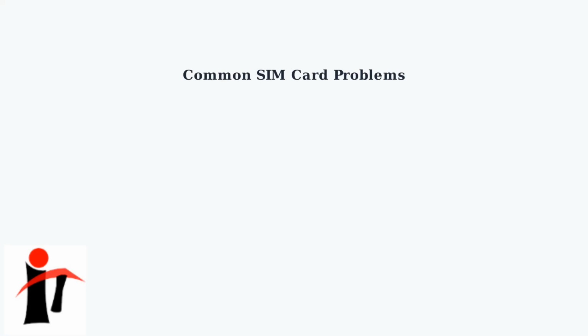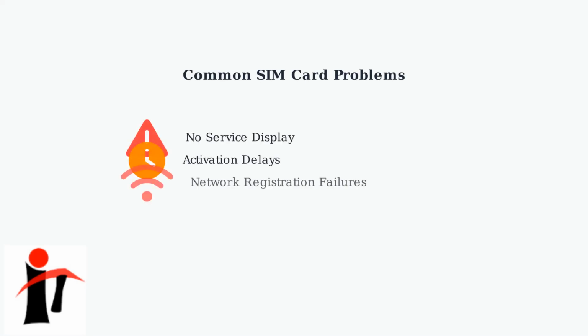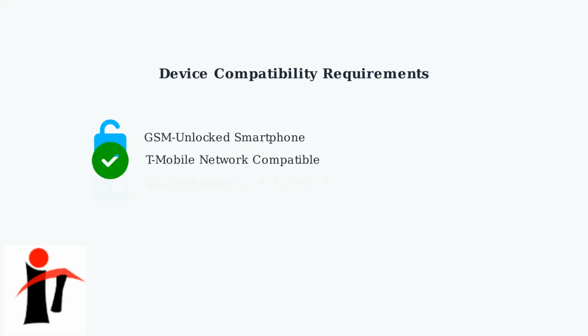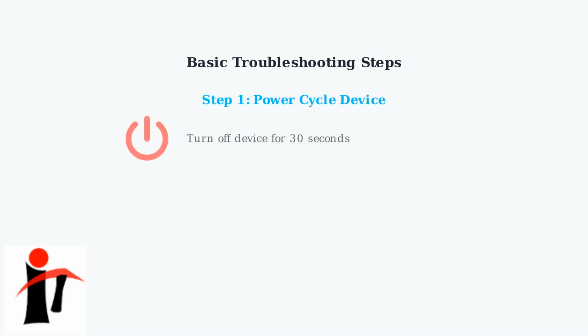The most common issues include no service display on your phone, activation delays when setting up new service, and network registration failures where your phone cannot connect to the cellular network. Before troubleshooting, ensure your smartphone meets the basic requirements. Your device must be GSM unlocked and compatible with T-Mobile's network, supporting specific frequency bands including bands 2, 4, 12, 66, and 71. Now let's walk through the basic troubleshooting steps.